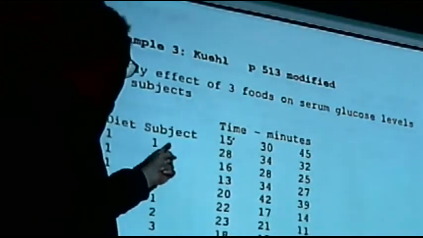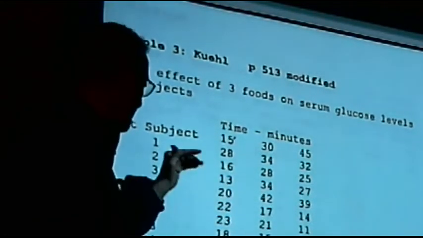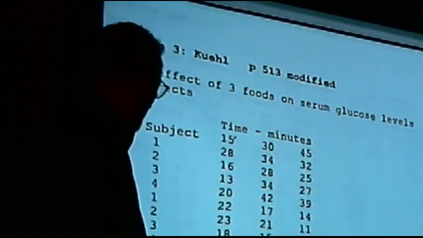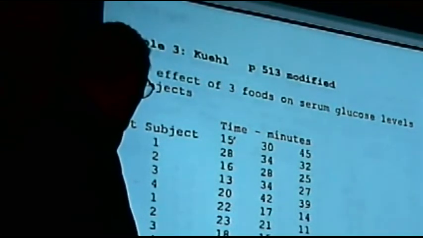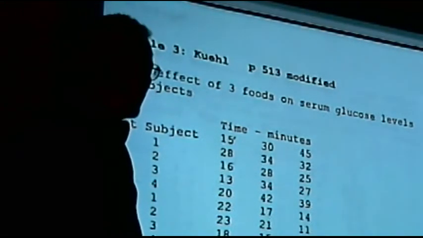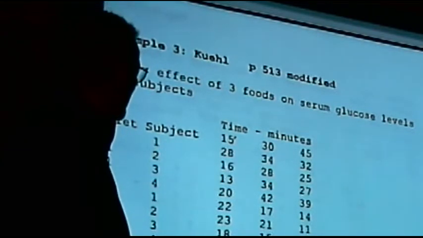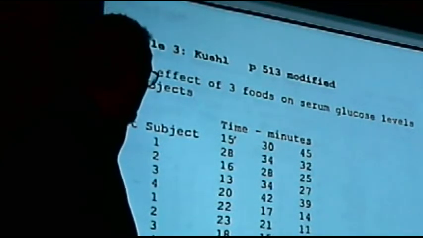So for this subject, we get 3 measurements. For this subject, we get 3 measurements, and so forth down the line. So we have a repeated measurement scenario here, with factor A over here on the side, the diet, and factor B on top, the time waiting in minutes.